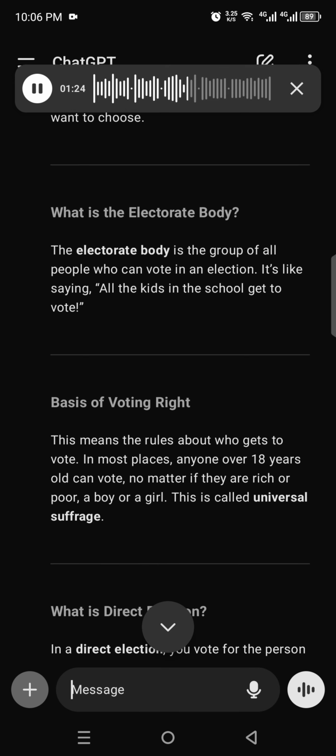What is the electorate body? The electorate body is the group of all people who can vote in an election. It's like saying all the kids in the school get to vote.